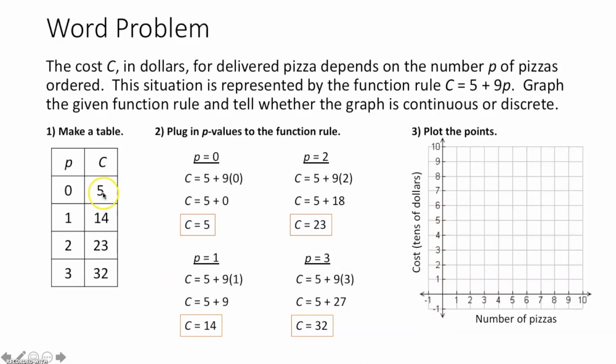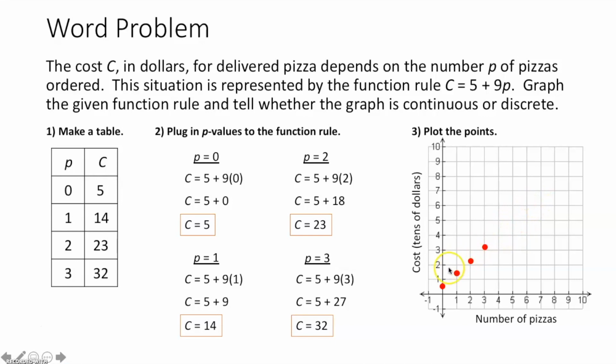Let's do it. 0, 5. We go over 0 on our x-axis, up 5 on our y-axis, which would be here, and we put a point. 1, 14. We go over 1 on our x-axis, or p-axis, up 14 on our y-axis, or c-axis, and put a point. 2, 23. We go over 2 on our x-axis, or p-axis, up 23 on our y-axis, or c-axis, put a point. And then 3, 32, over 3 on our p-axis, up 32, which would be about right here, on our c-axis, put a point.